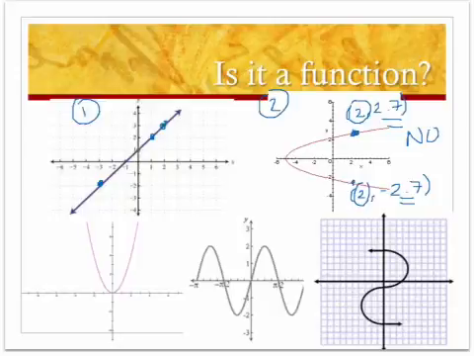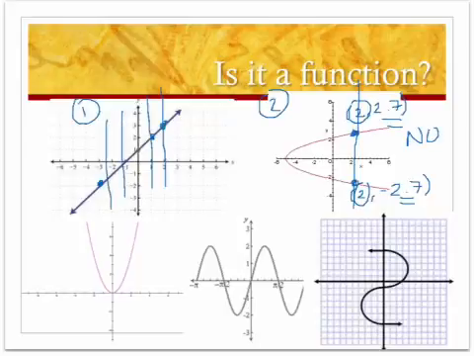Some people like to use what is called the vertical line test to determine if a relation is a function or not. And what you can do is you can draw a vertical line at every point. And if that vertical line only passes through one point, as is the case of this line, each time, see how it only intersects in one point? It is a function. If you intersect in more than one point, it is not a function.